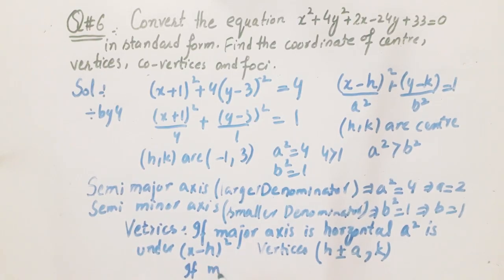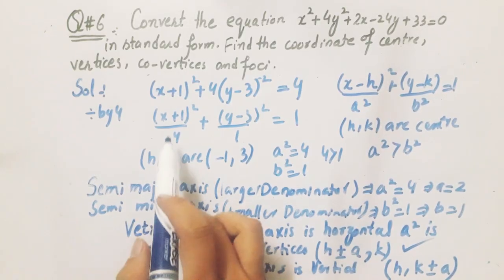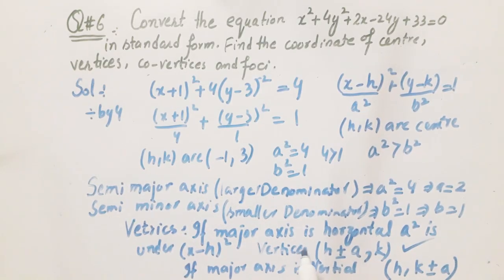So if the major axis is vertical, the vertices will be equal to (h, k plus minus a). Now this will be the condition. In our question we have the first condition because the major axis is horizontal. So we will use this and find out the vertices.